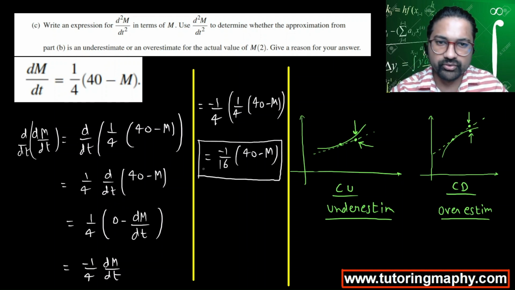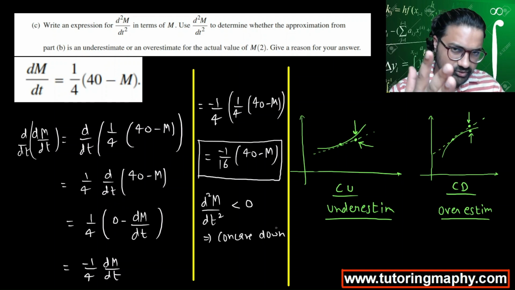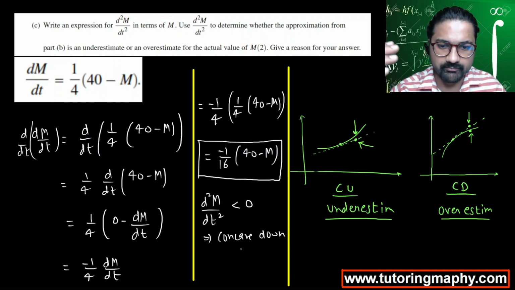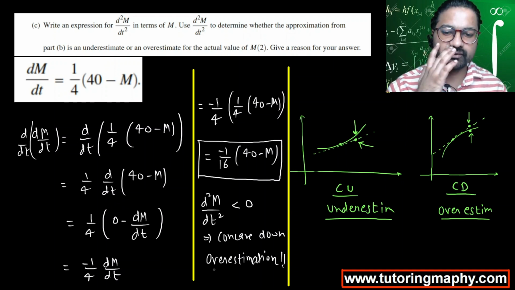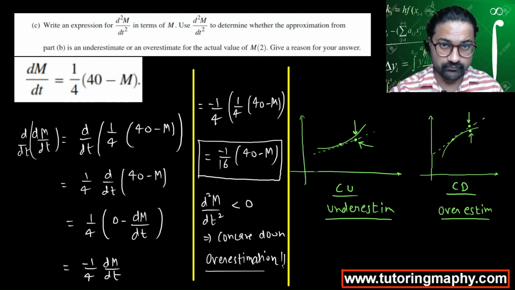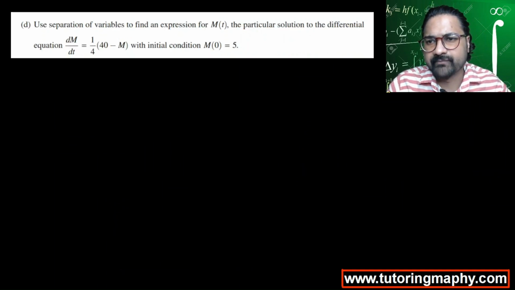And then they want us to use this. So I think you know what I'm going to say now, that d square m over dt square is less than 0, which implies that the function is concave down. And courtesy to the green part, which we already did earlier, concave down means it's an overestimation. So what we estimated in part B is actually an overestimation of the actual value of m2, right? It's an important question. This concept in itself is quite important, so please make sure you understand this. I think this is the last part.